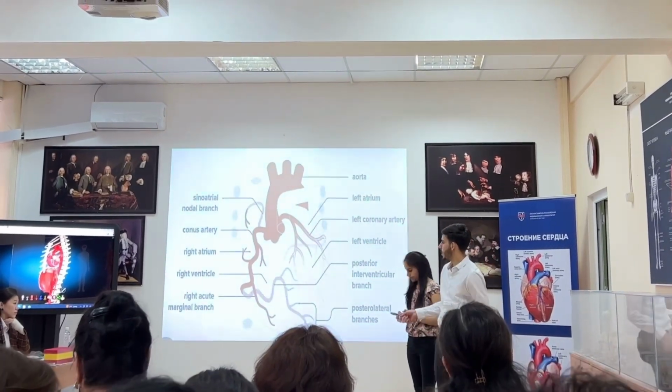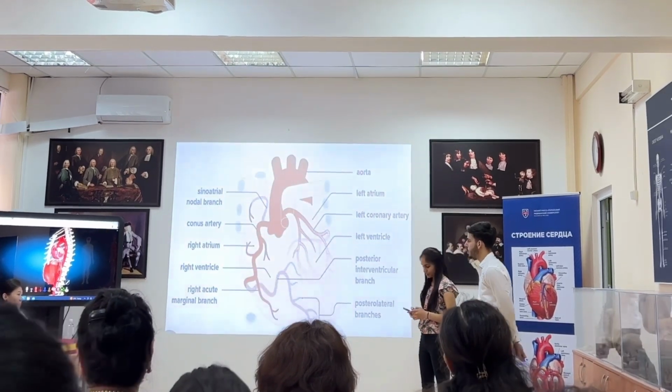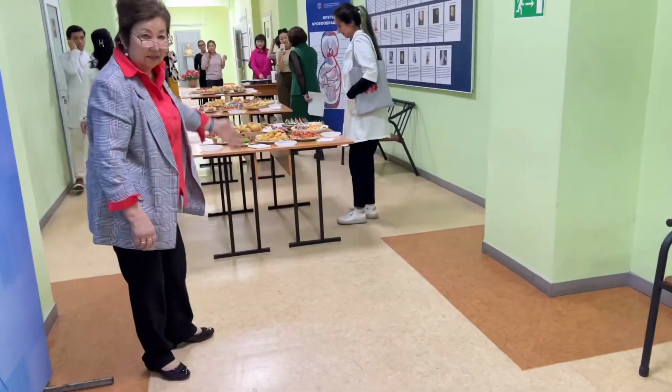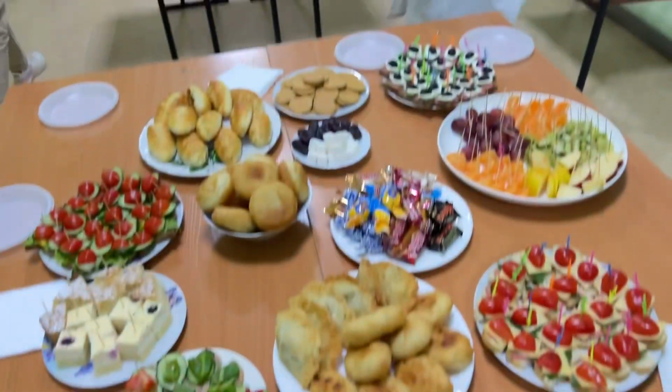As you see in this diagram, the ascending aorta directly arises from the heart, from the left ventricle. Then we had coffee break and they provided us with some good food.